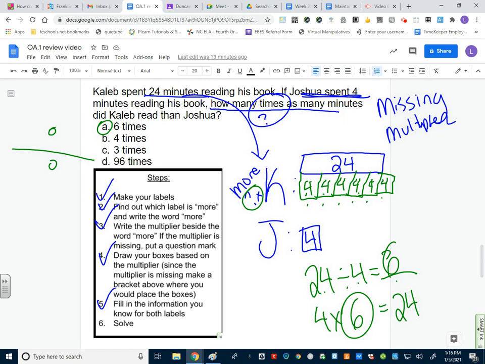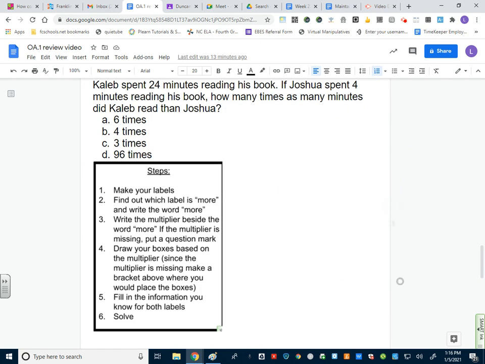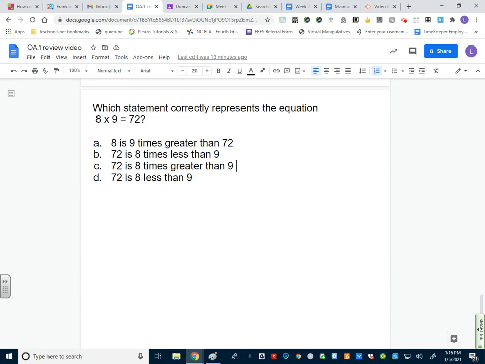All right, there's one last question I want to talk about, okay? And it's with an equation. This says, which statement correctly represents the equation 8 times 9 equals 72? Well, if I was to physically work this out, like with a bar model, I wouldn't have labels or anything because it's not a word problem. I'm not really talking about anything.